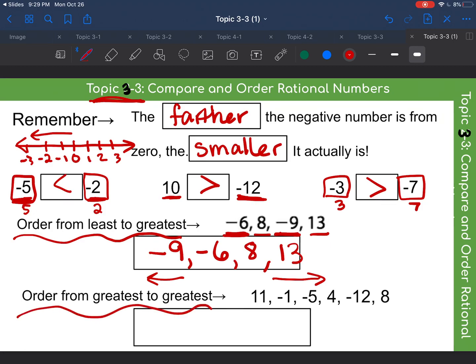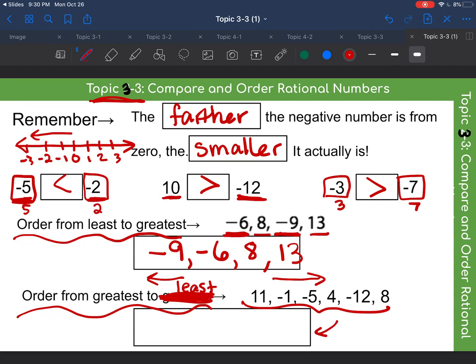Now, the next one says order from greatest to greatest. So, Miss Ross, I made a mistake there. I want you to order from greatest to, if you want to delete that and write, least. So if you want to change that for me in your notes, order from greatest to least. So do that right now. Take these numbers and in your box right here, order those numbers from greatest to least, or biggest to smallest.